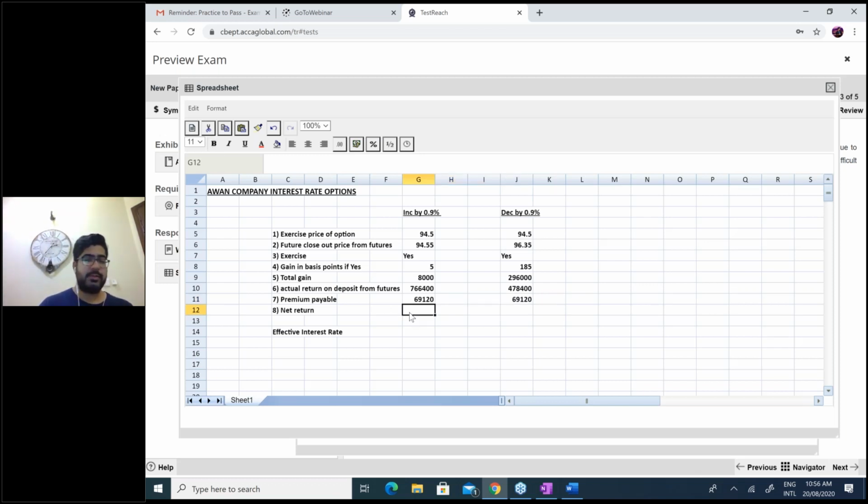Now net return. It's a very important question, whether to add or less. Now remember carefully. You have got gain. You have got gain. Okay. So, and you have actual return on deposit. So obviously gain will increase return. So add it. Gain will increase return. So add it. But you have to pay premium in options. So payment of premium will reduce our return. So deduct it.